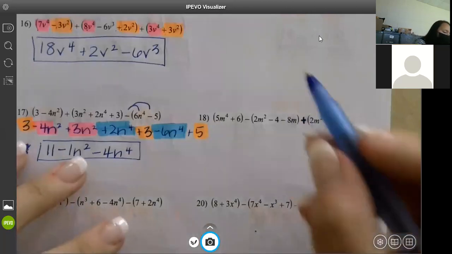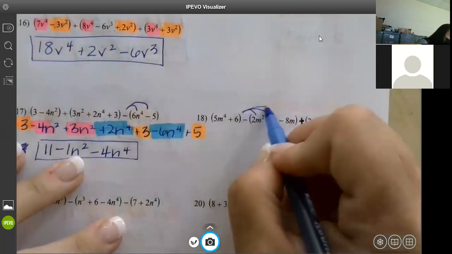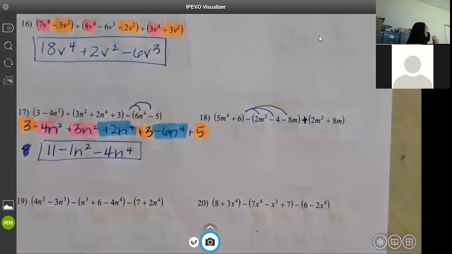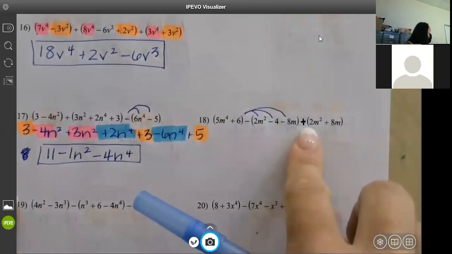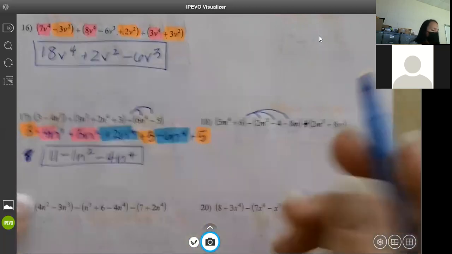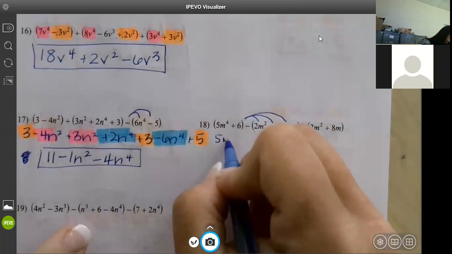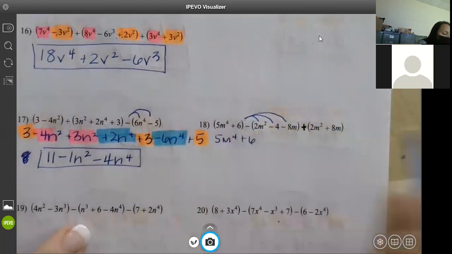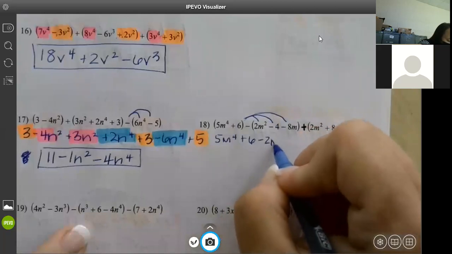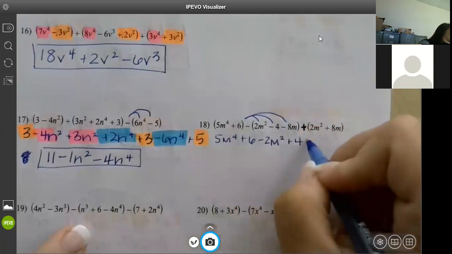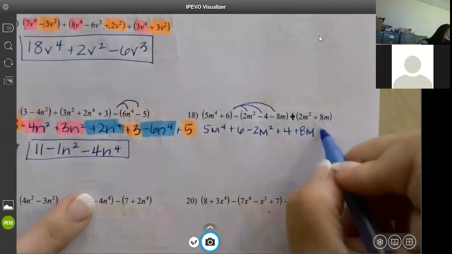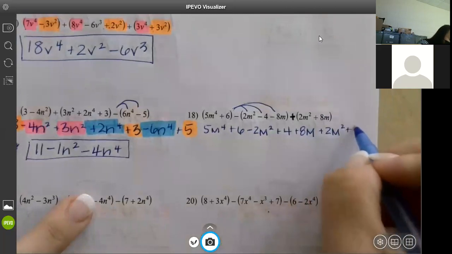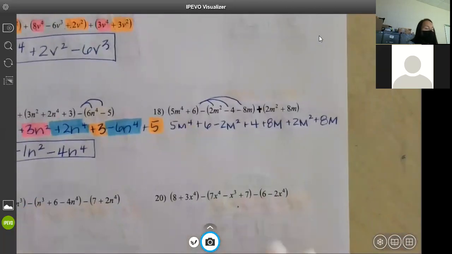Here's why. The only numbers behind the minus that you want to change are the ones inside of that parenthesis. We're not going to change these because they're behind that plus now. So we leave the beginning, 5m to the fourth plus 6. We're going to change all of these: negative 2m squared, a positive 4, a positive 8m. Anything behind a plus, you leave alone.